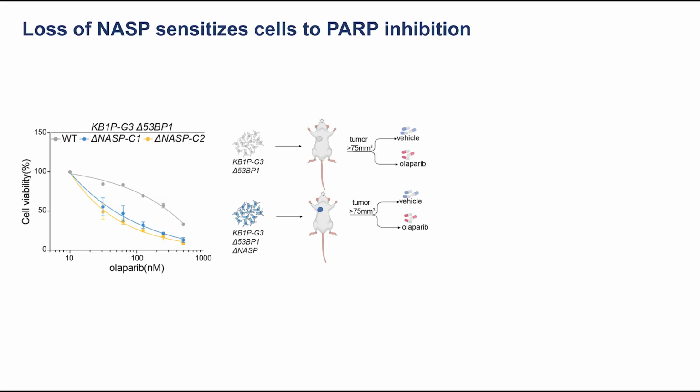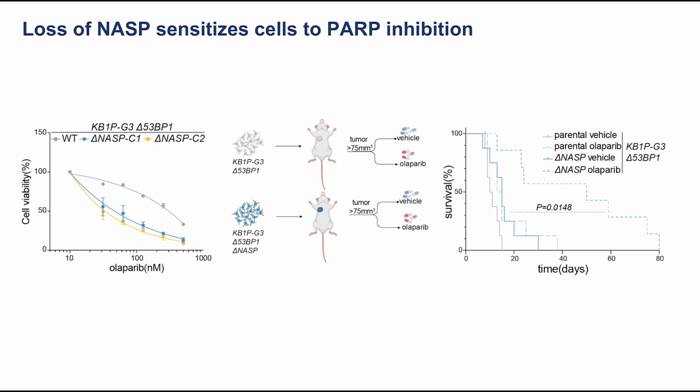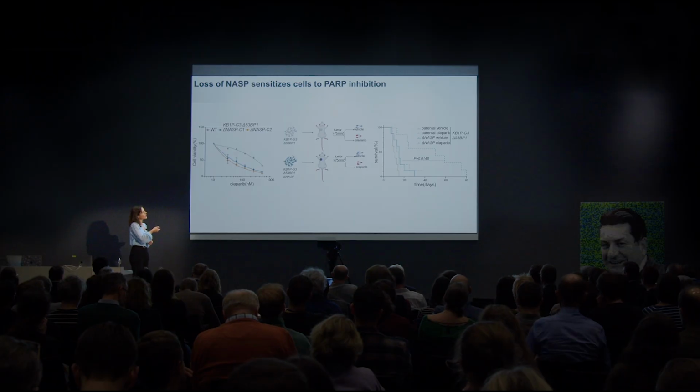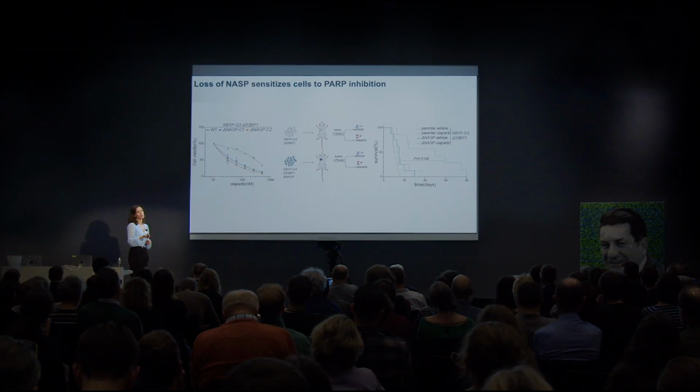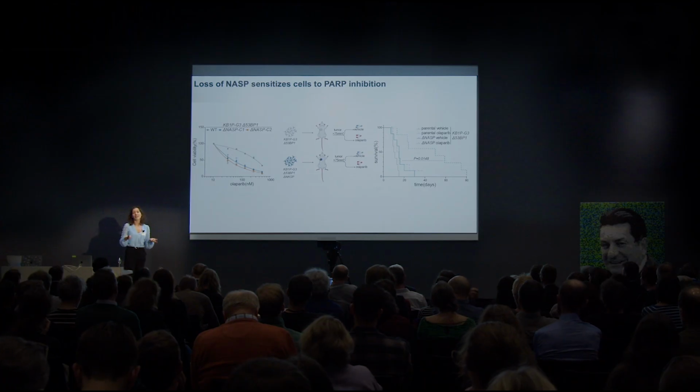The nice thing about these cell lines is that we can actually transplant them back into the mouse mammary fat pad of animals, and then upon tumor outgrowth, treat these animals with either vehicle or olaparib. As you can appreciate from this survival graph, parental tumors are resistant to PARP inhibitors. They did not respond, resulting in short survival of the animals. However, you can see in the blue dashed line that the NASP knockout tumors responded to treatment, leading to longer survival of these animals. So this was very nice to see.